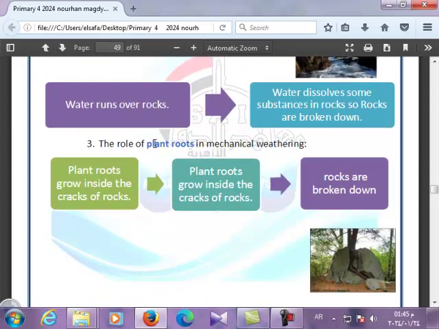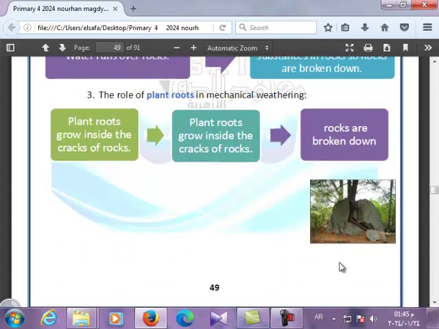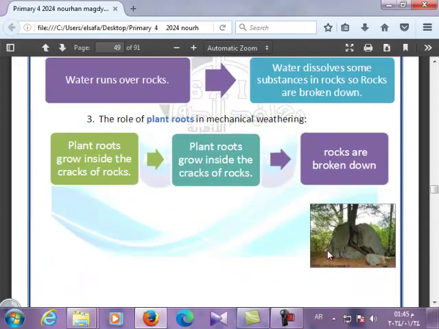The role of plant roots in mechanical weathering. Plant roots grow inside the cracks of rocks. After a period of time, rocks are broken down, like in this photo.